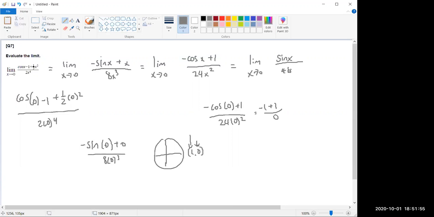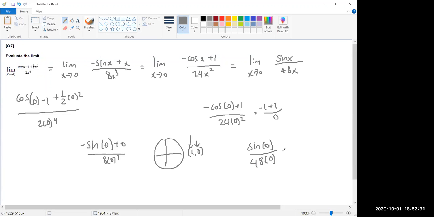This is 48x. All right, this has to be the end. We have to get an answer here because this is getting ridiculous. So sine of 0 over 48 times 0, what's that? Zero over 0.